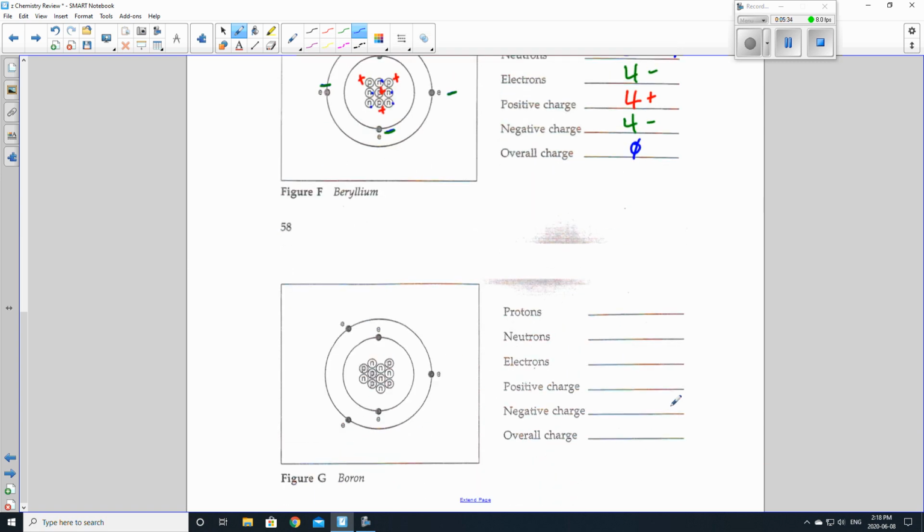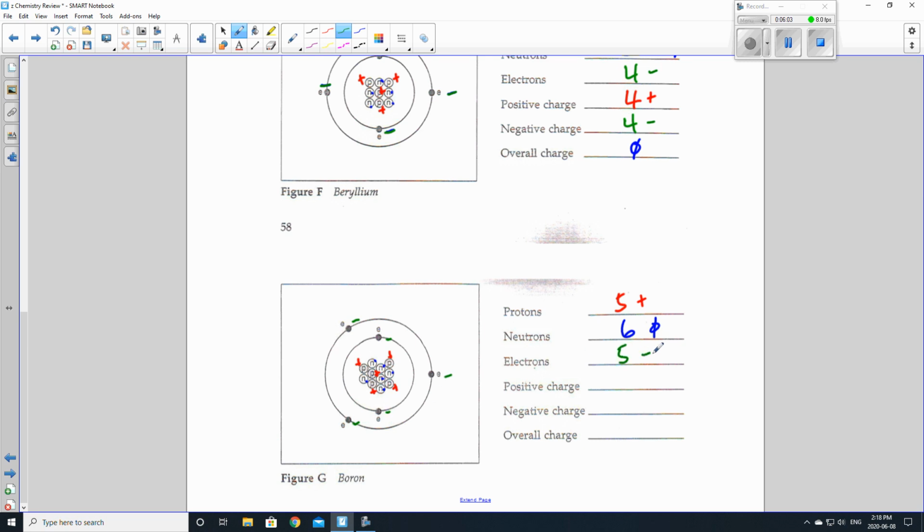Same way, okay? So let's do this. Let's mark protons: 1, 2, 3, 4, 5. So I find that there's 5 protons, so I'm going to put 5. Neutrons, let's do them in blue: 1, 2, 3, 4, 5, 6. So there's 6 neutrons. It doesn't matter that the number is different because they're neutral. They don't have a charge. And then lastly, 1, 2, 3, 4, 5.